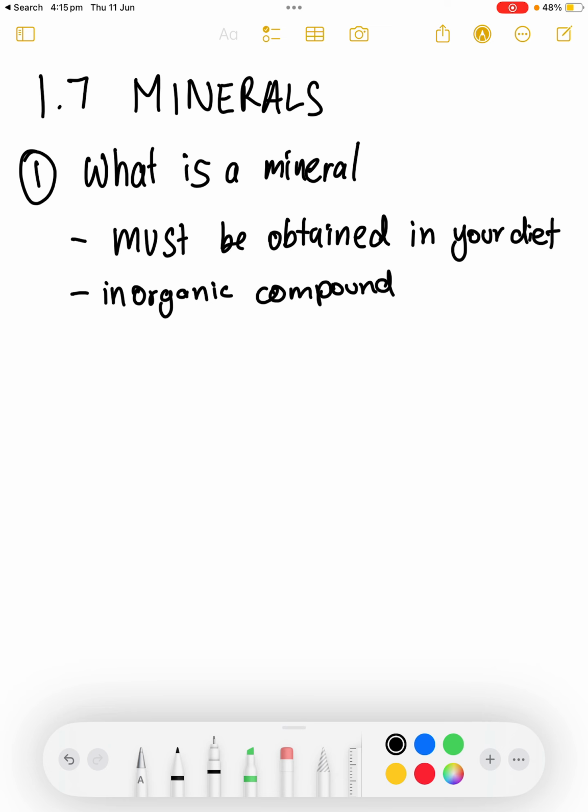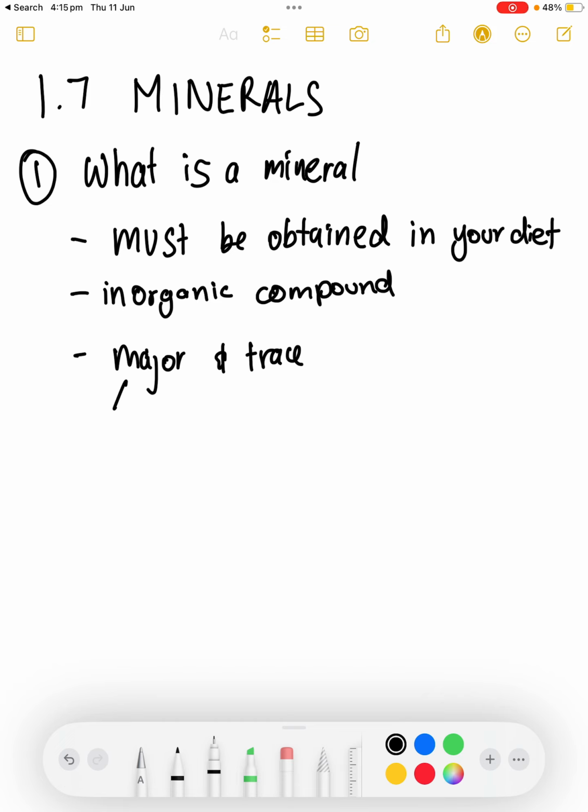Unlike vitamins, minerals are not easily destroyed by poor storage or food processing, and they retain their chemical structure too. And minerals, we do have major and trace minerals by how much the body needs. And I'll just say there's major and trace. Trace meaning small amounts, major meaning we need this in bigger amounts too.